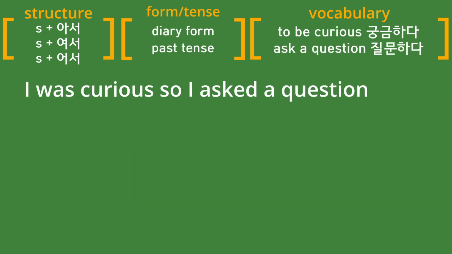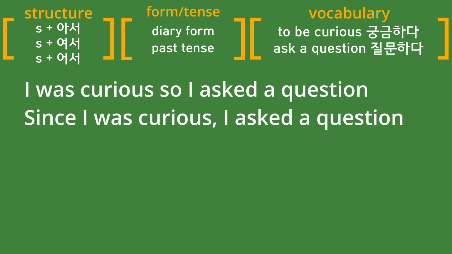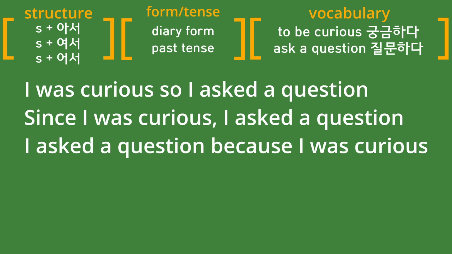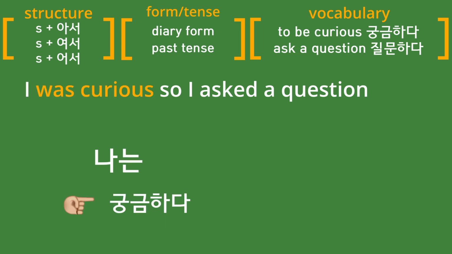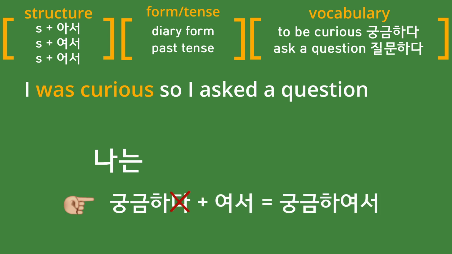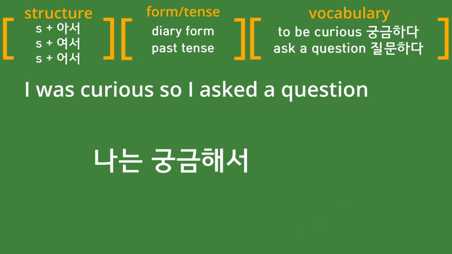I was curious, so I asked a question. Since I was curious, I asked a question. I asked a question because I was curious. I, 나. Let's put the particle 는. To be curious, 궁금하다. 나는 궁금하다 is the first clause that explains the reason why I asked the question. Let's conjugate. Remove 다, add 여서, 궁금하여서. Shorten, 궁금해서. Now we can go through the second clause.